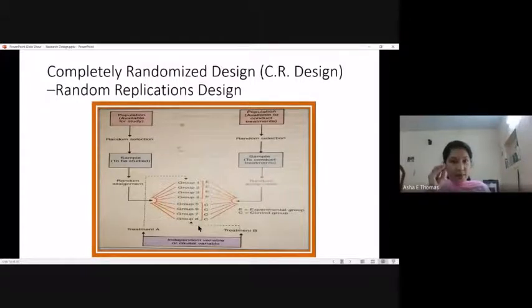So the ability of the trainer may not be, or I'm trying to minimize, there can be some impact, but I'm trying to minimize the impact of the extraneous variable called the ability of the trainer in this particular experiment. So such an experiment, where the principle of replication along with randomization is applicable, we call as completely randomized design with random replication design. Okay, CR design with random replication design.